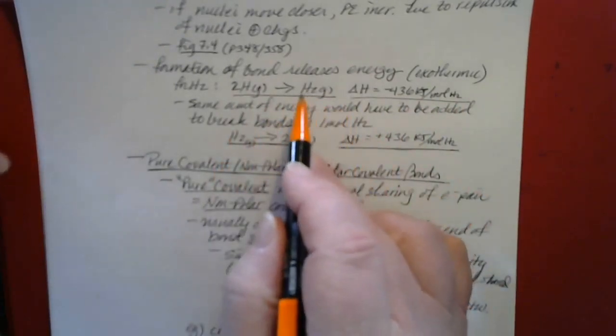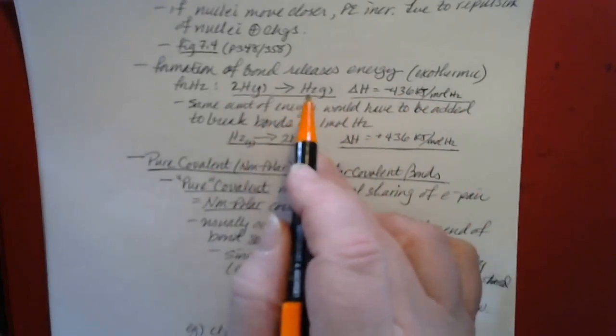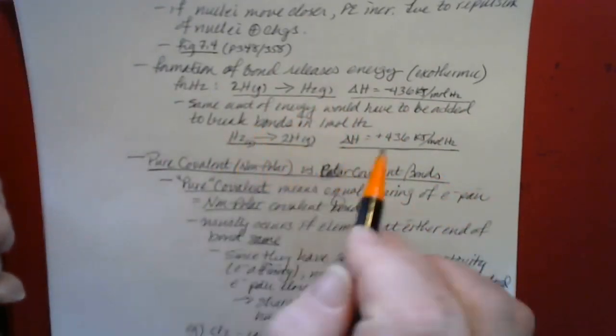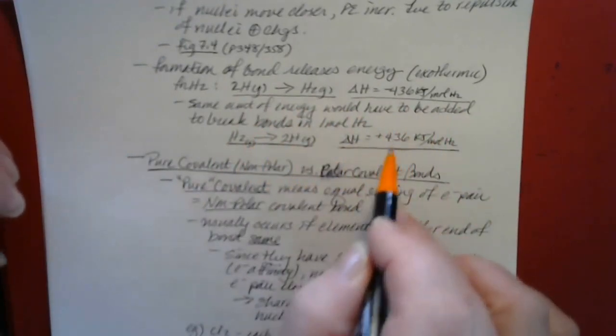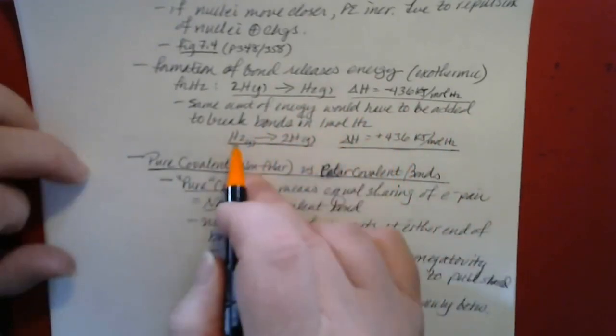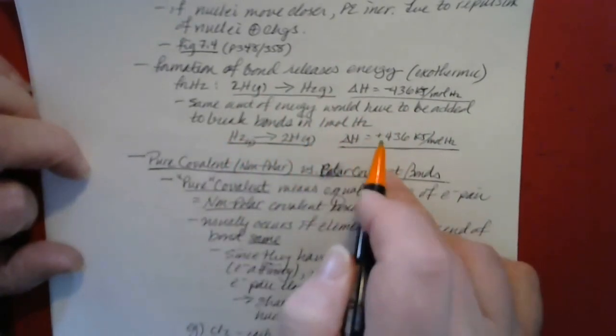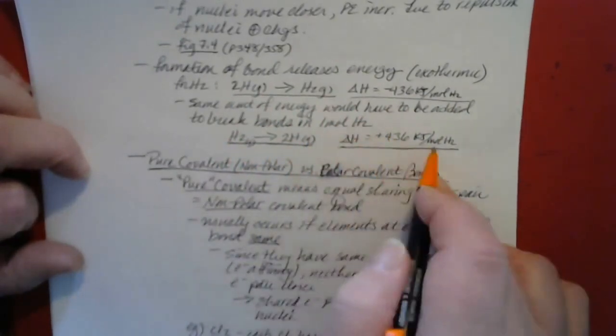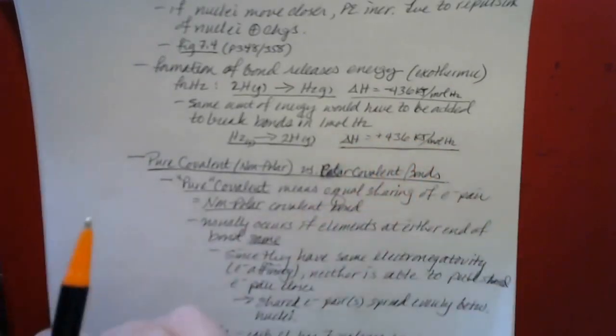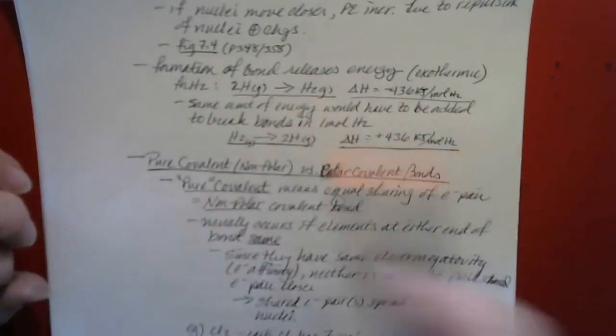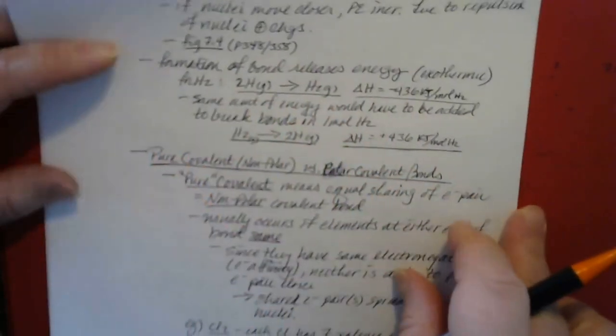If, on the other hand, you had a mole of hydrogen molecules, H2 molecules, and you wanted to break them apart into separate atoms, you would have to put in that same amount of energy. So H2 gas going to 2H gas would have a delta H of plus 436 kilojoules per mole, because it's the same process, just in reverse. The energy you get out going one way is the energy you'd have to put in to go the other way.